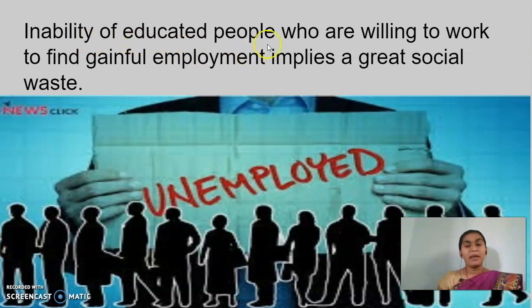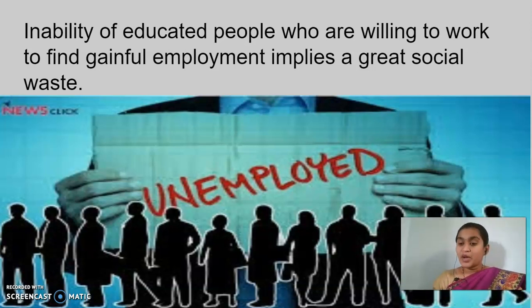The inability of educated people who are willing to work to find gainful employment implies a great social waste. So guys, understand what they are telling here. The inability of educated people, they are not finding jobs, though they are willing to work. Of course, they are educated, they are healthy, they are able to work, but they are not finding jobs. So what happens then? Not finding employment implies a great social waste. So we have seen that manpower waste is of course a social waste and an economic loss for the country.